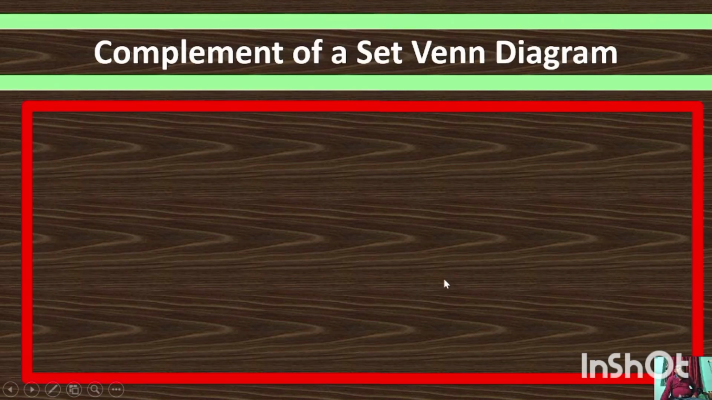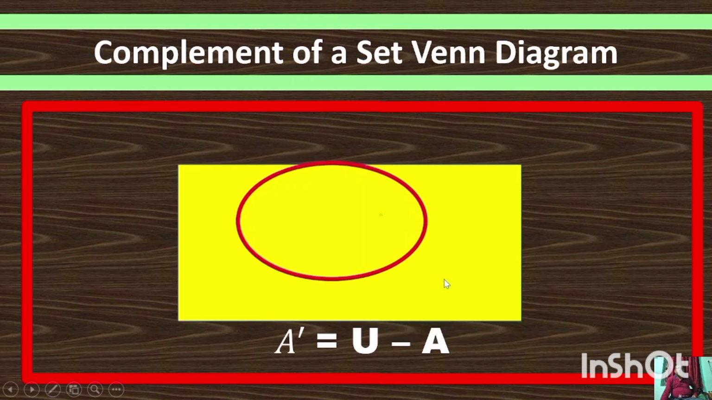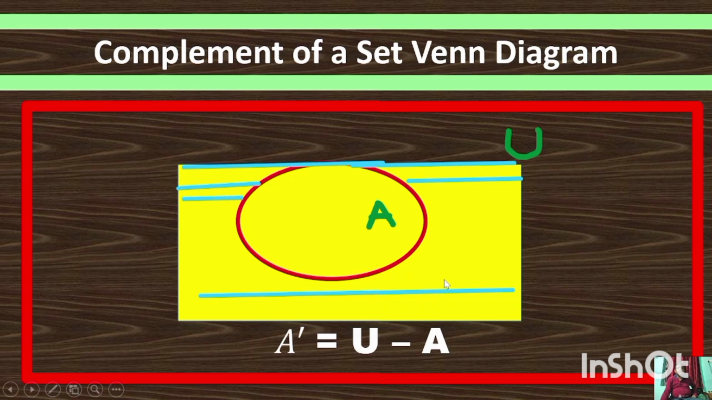Understand? So see the Venn diagram. Suppose A dash is U difference A. Look here. This is the set A and this is the universal set. This is the shaded portion. This area does not touch the oval region of A. Okay, right?